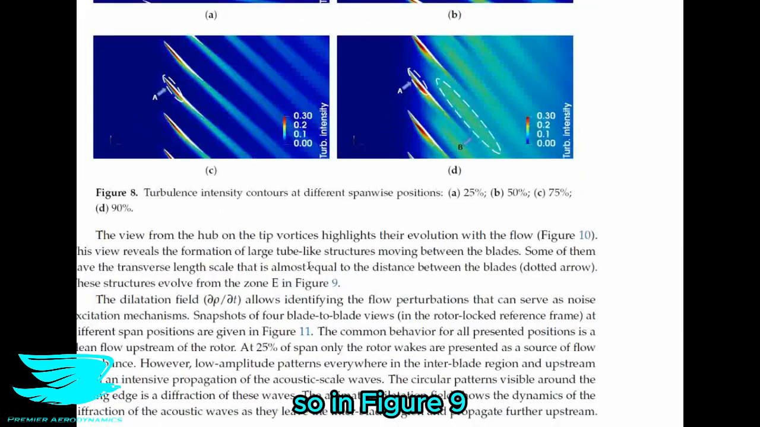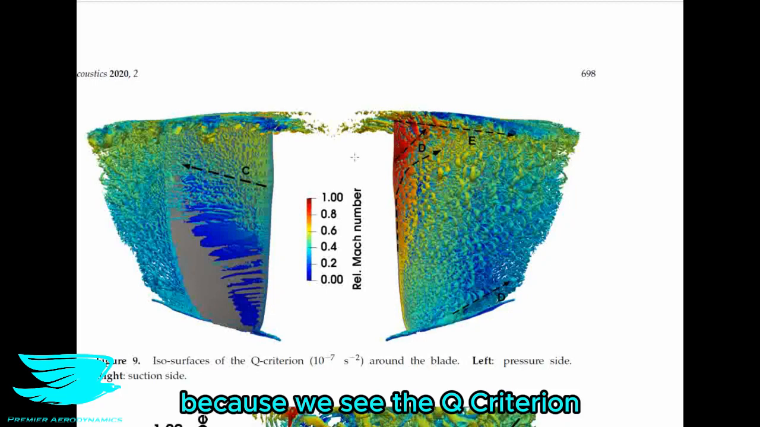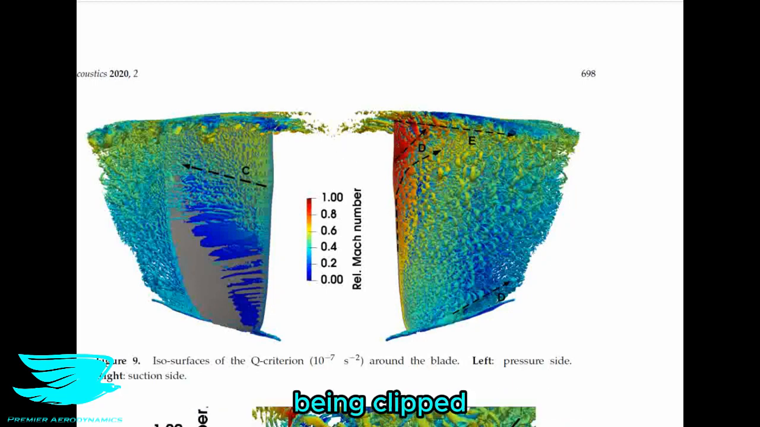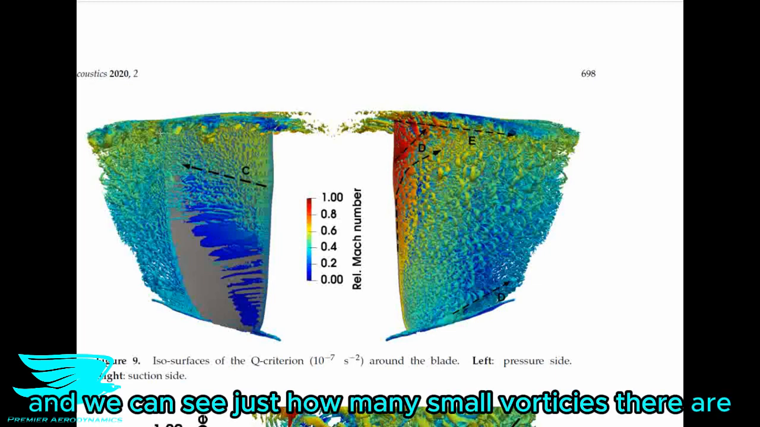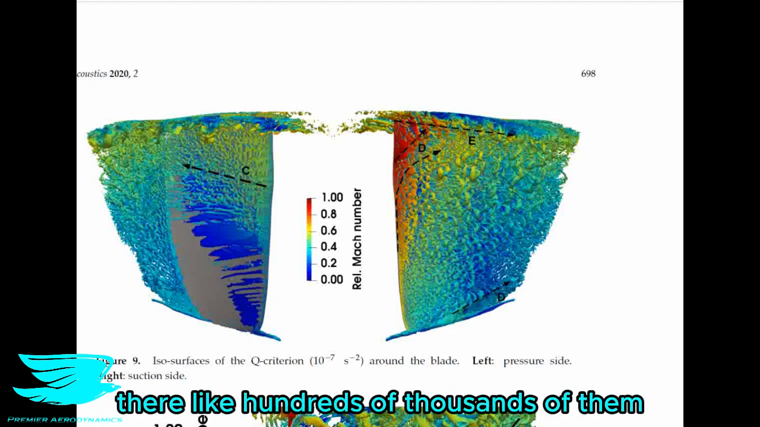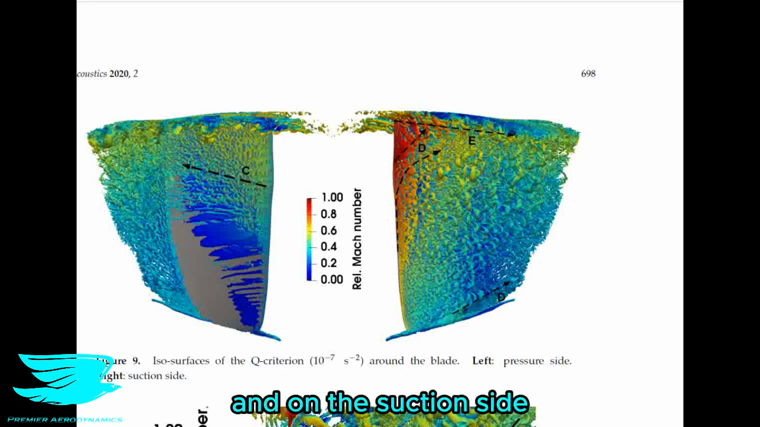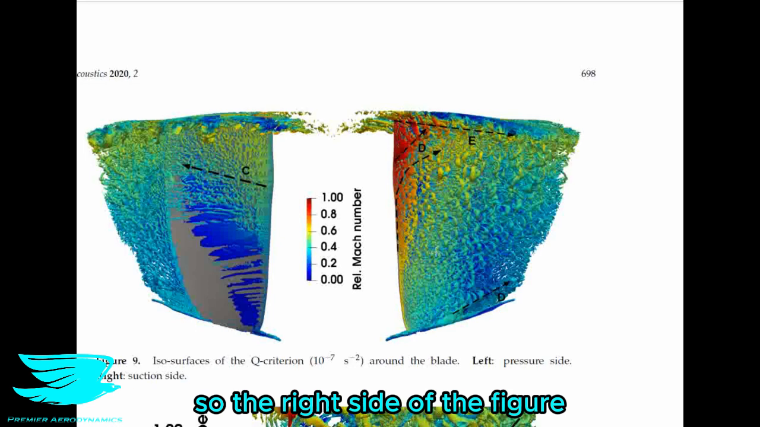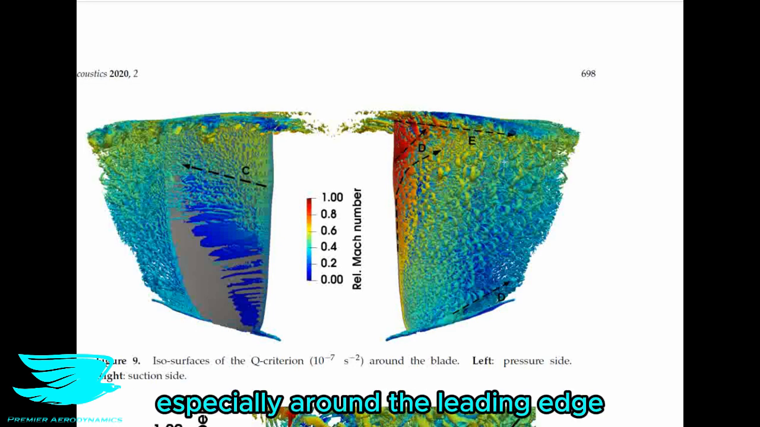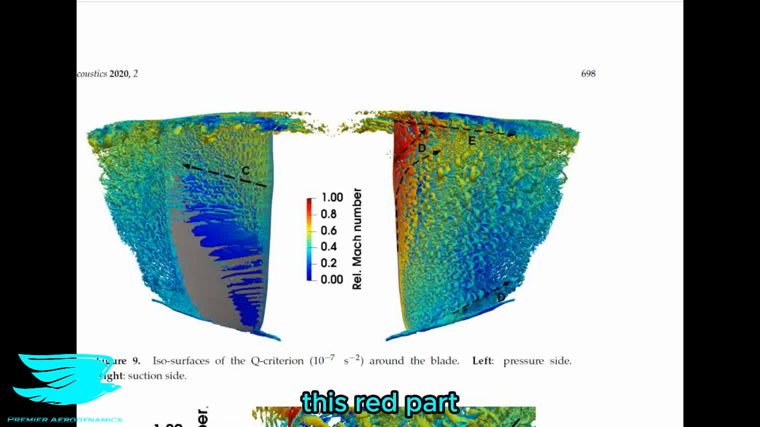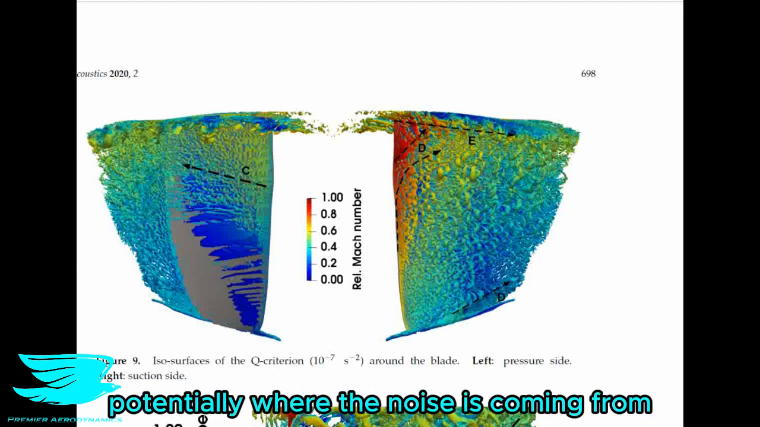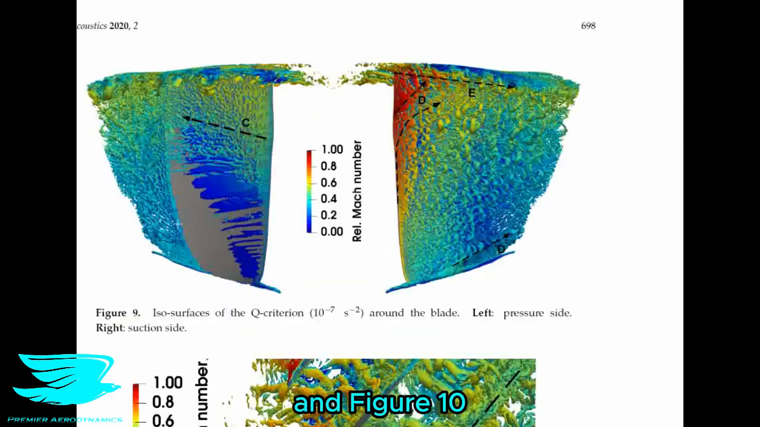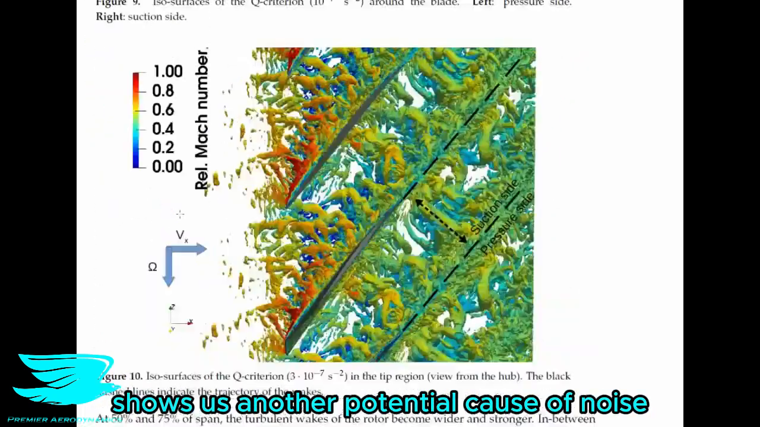So figure 9 is pretty sweet, because we see the criterion being clipped, so we only see the vortices present is what this is saying. And we can see just how many small vortices there are. There are like hundreds of thousands of them. So that's pretty cool. And on the suction side, so the right side of the figure, we see a lot more, especially around the leading edge and blade tip, so around here, this red part, compared to the pressure side. And this is telling us potentially where the noise is coming from. And figure 10 shows us another potential cause of noise.